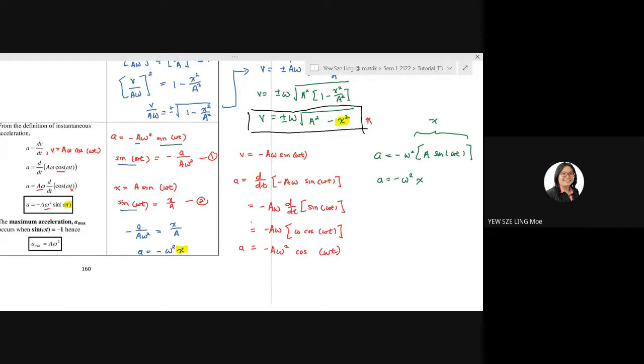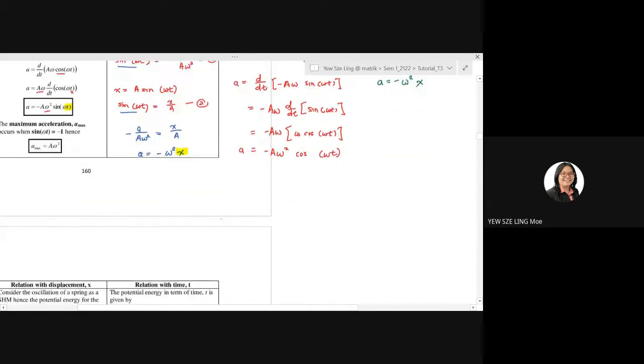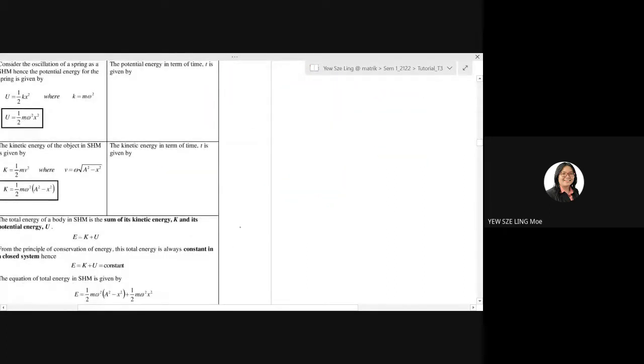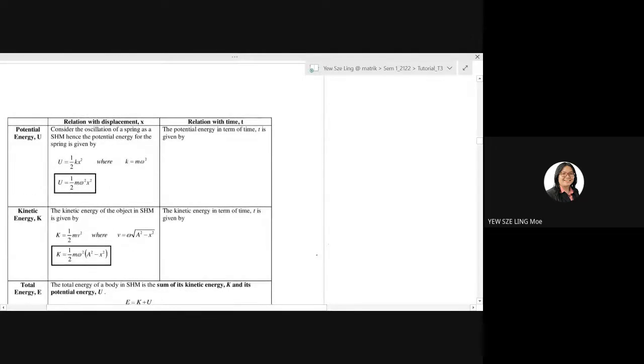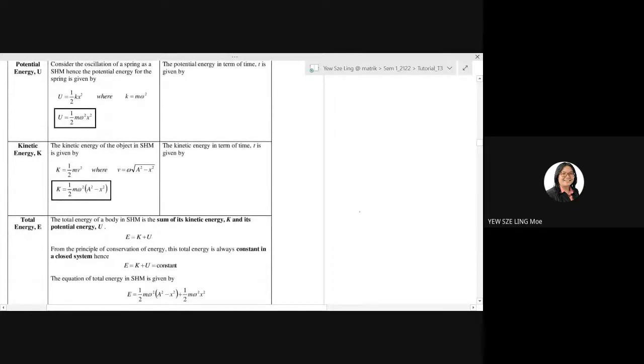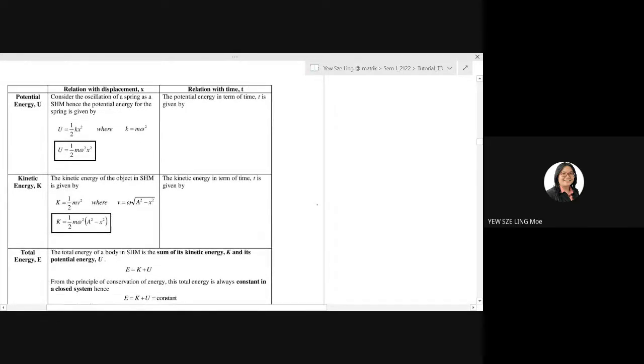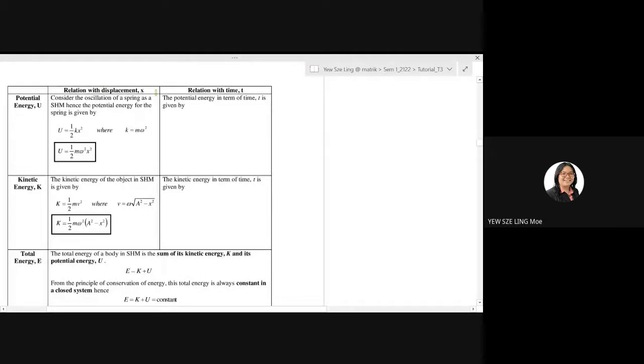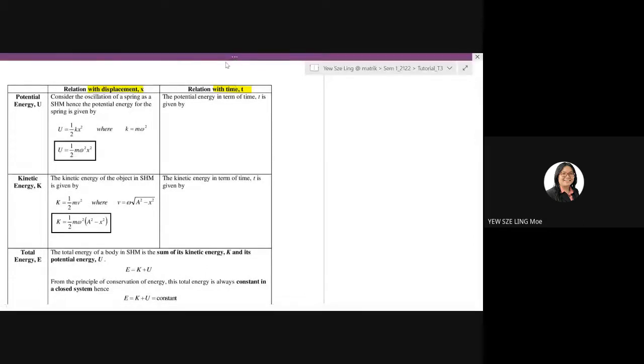Okay, so next we're almost done. We have 3 more equations, which are very simple. Okay, let's see. All right, now potential energy. If you look at the header now, the column on the left hand side is equations with displacement. That is the reverse of the table above. So this one is with displacement right now, and this one is with time. So the equations that you have right now are the ones with displacement.